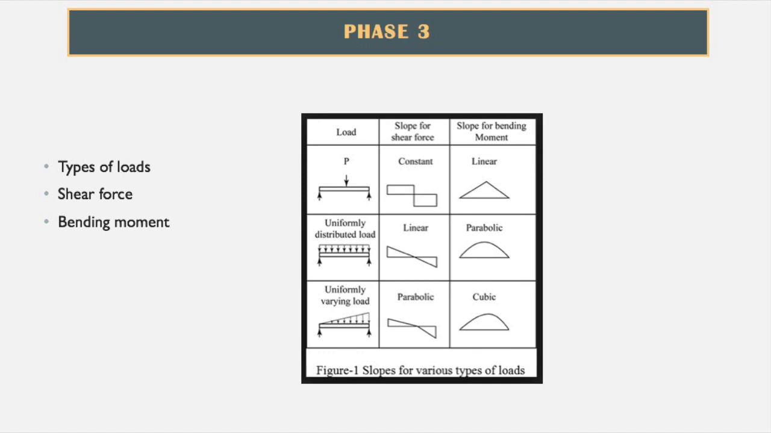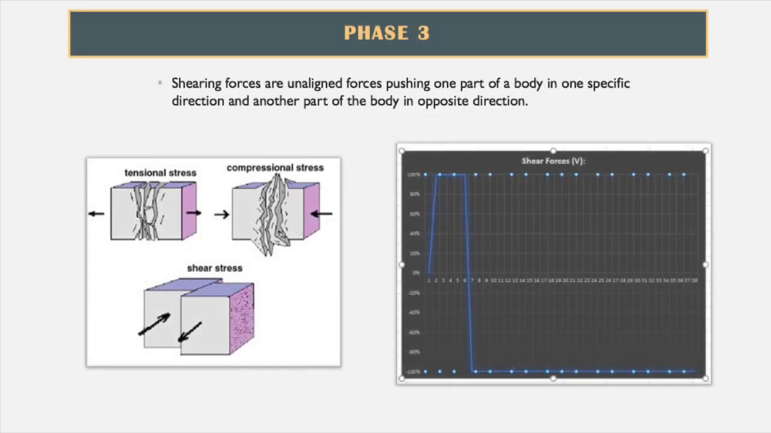In phase 3, we have learnt different types of loads and forces. Mainly, we have learnt about shear force and bending moment. If we talk about shear force, these forces are unaligned forces pushing one part of a body in one direction and another part of the body in the opposite direction. In this slide, you can see the shear force diagram of the bridge.